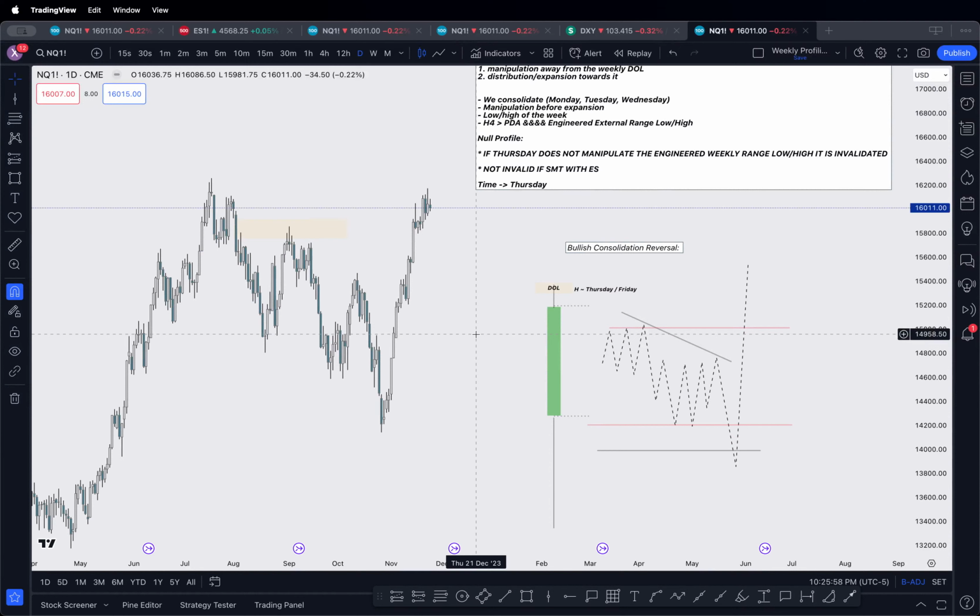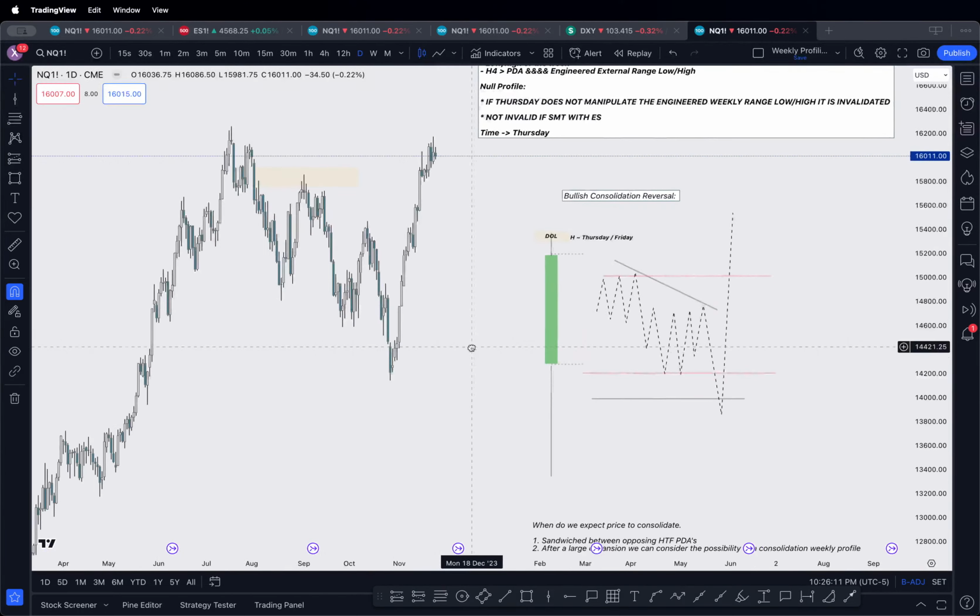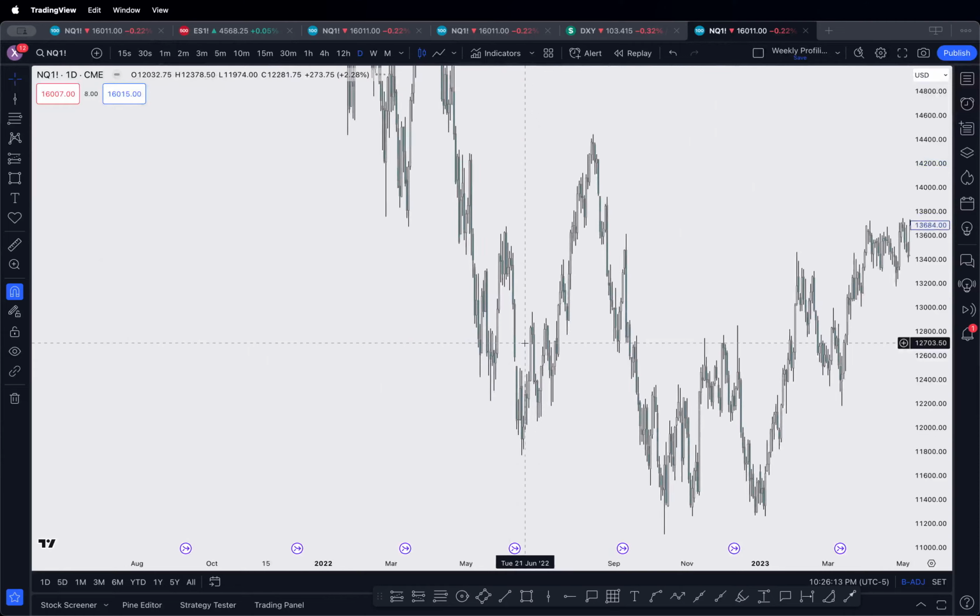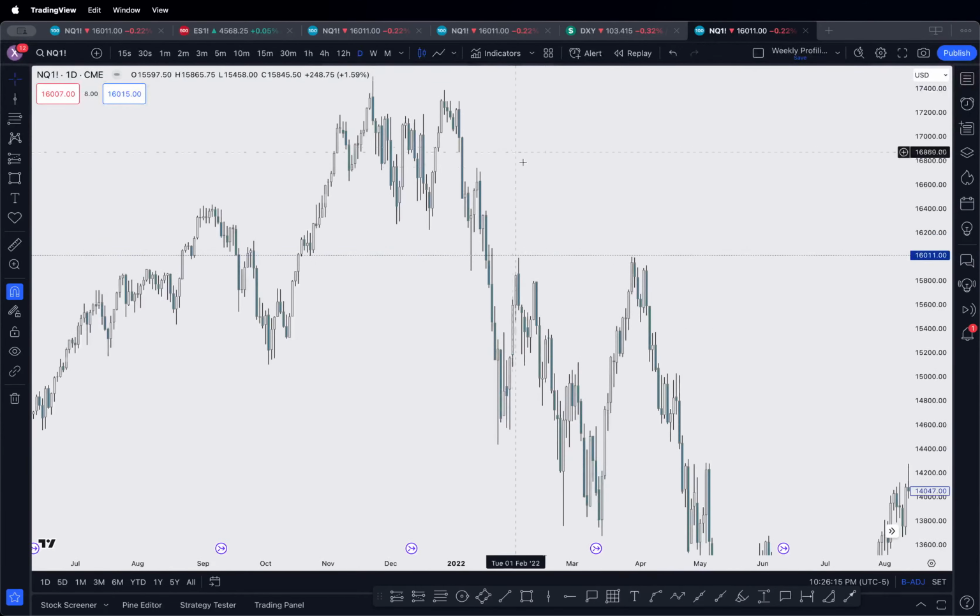If you don't see the 4-hour PD or daily or 4-hour, whatever you want to use, just don't trade it because you expect to come back into the range. There is no IRL to ERL or ERL to IRL. It's just internal ranges. Okay, let's try and find some examples. That's the best thing we can do.